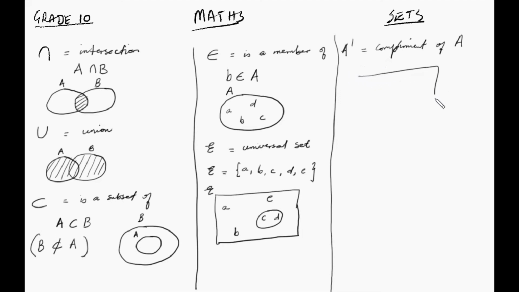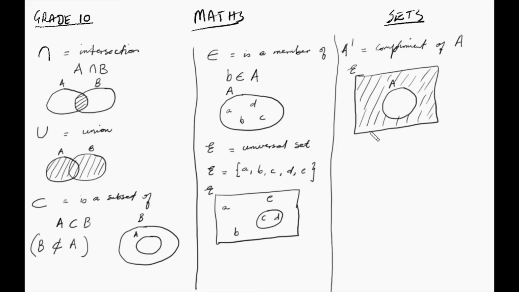Now let's show this. Let's say we have our universal set. Then we have set A in here, right? So A complement would be outside A. That means A complement would be elements that are found here, outside set A.